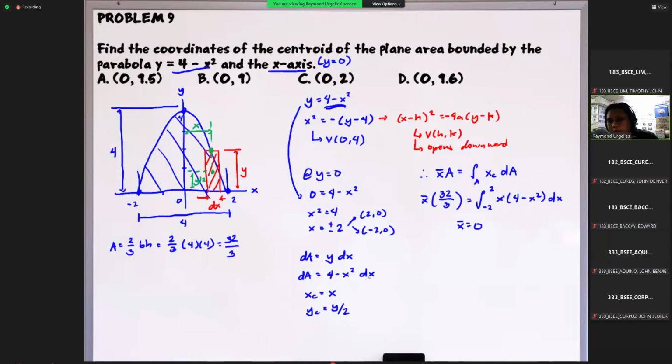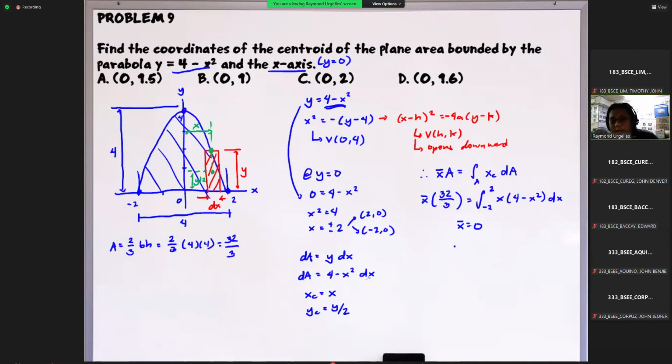No? So one thing is kasi ito, this is an odd function. And pag odd function, pag yung limits of integration natin ay additive inverse, the result is always 0. Diba? So you can check your calculator. No? So pag tinry nyo isolve yung integral nyo, ang lalabas yun ay 0. Okay? So which is just another proof, diba?